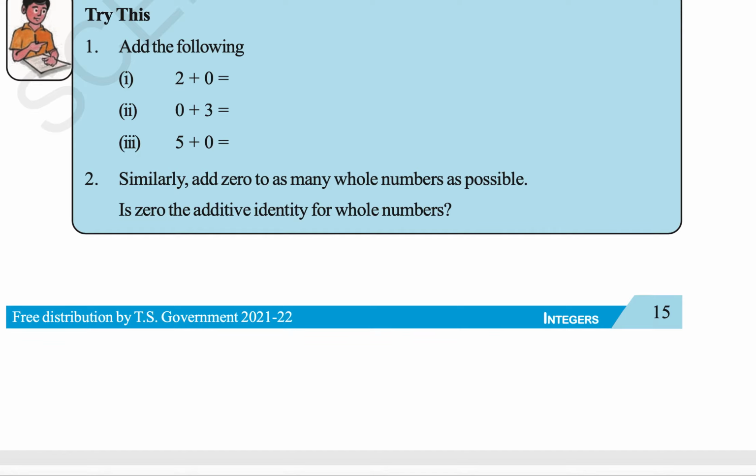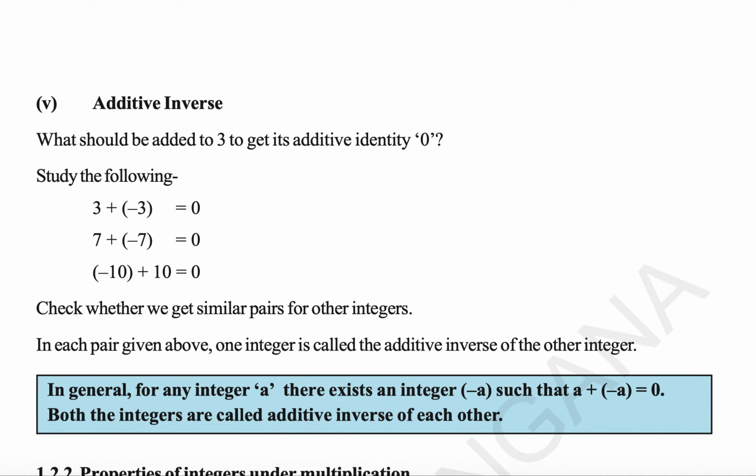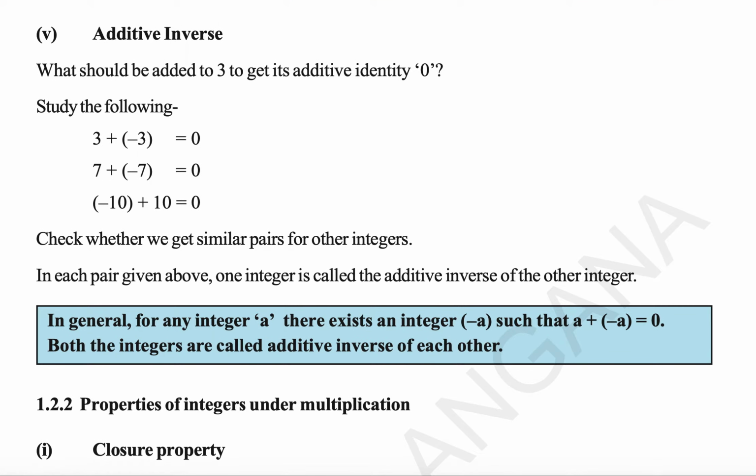Similarly, add 0 to as many whole numbers as possible. Is 0 the additive identity for whole numbers? Yes. Additive inverse. What should we add to 3 to get the additive identity 0? That is what additive inverse is. For 3 it is minus 3. For 7, minus 7. For minus 10 it is 10.